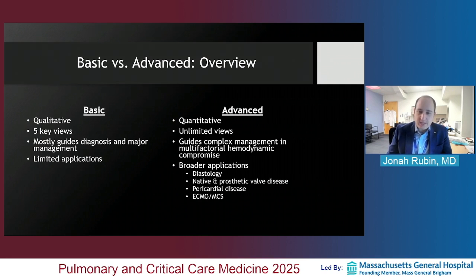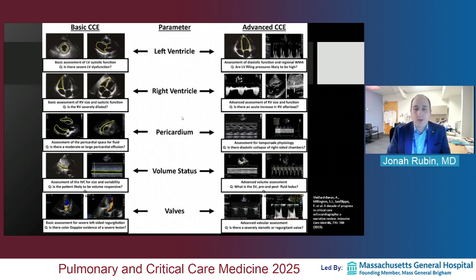You use diastology, and it might help you with some fluid management. You can assess native and prosthetic valves, pericardial disease, ECMO, mechanical circulatory support. And so it's really a spectrum between basic and advanced. For our fellows, I teach a course that I would call probably moderate, where it's somewhere in between, picking out the things that I think are helpful. I'll point out what some of those are too. So I'm not going to go over this slide in detail. You have the reference, but this is sort of a pictorial demonstration of the distinction between basic and advanced, right?